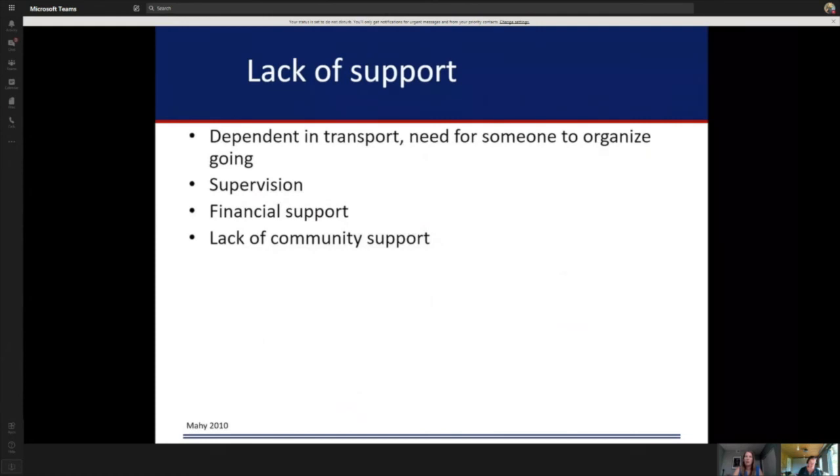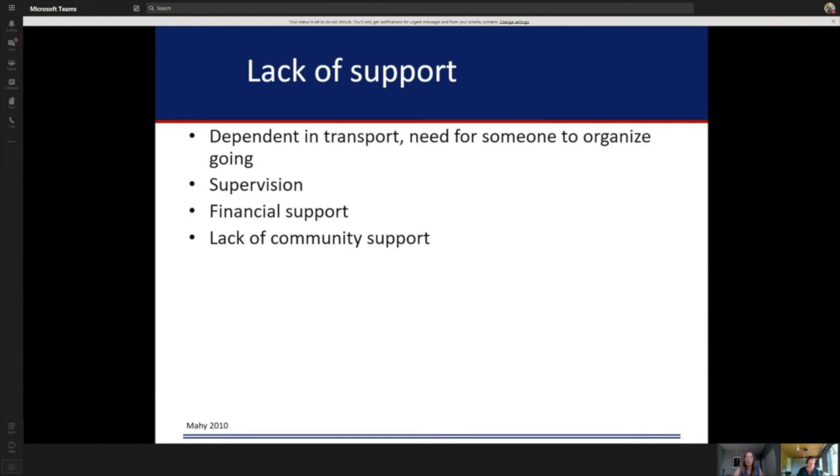So lack of support can be expressed in many different ways. We talked about support being a facilitator, and lack of support being a barrier is the logical opposite. But there's dependency in transportation, the need for someone to organize going, the need to supervise some of those physical activities, so really being like one-on-one or one-on-a-group supervision. There's financial support for transportation, for activities, for programs to participate in, and then there could be lack of community support.